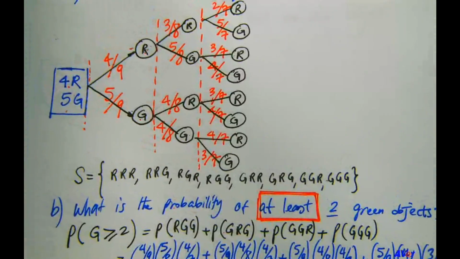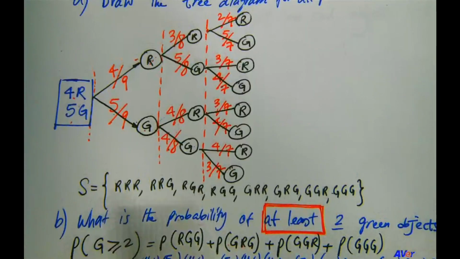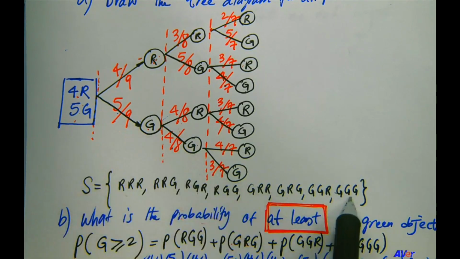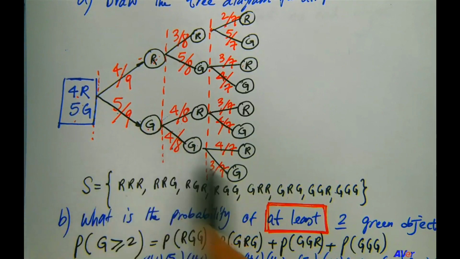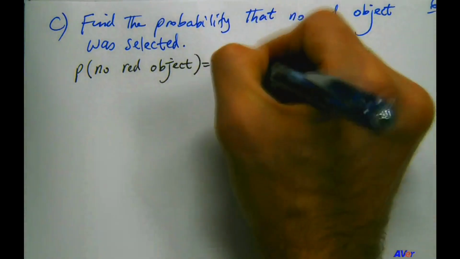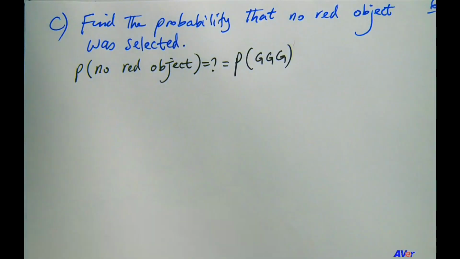So let's bring this back. Here's the tree diagram with the sample space, right? No red object, that means this one has red, this one has red, red, red, red, red, red, and the only outcome that has no red in it is the last one in the sample space, that branch, green, green, green, right? So what we're really looking for here is the probability of having a green, green, green outcome. That's what we're looking for.